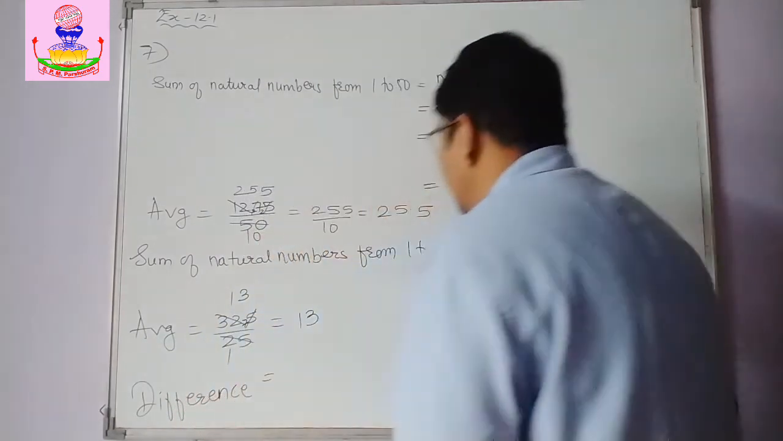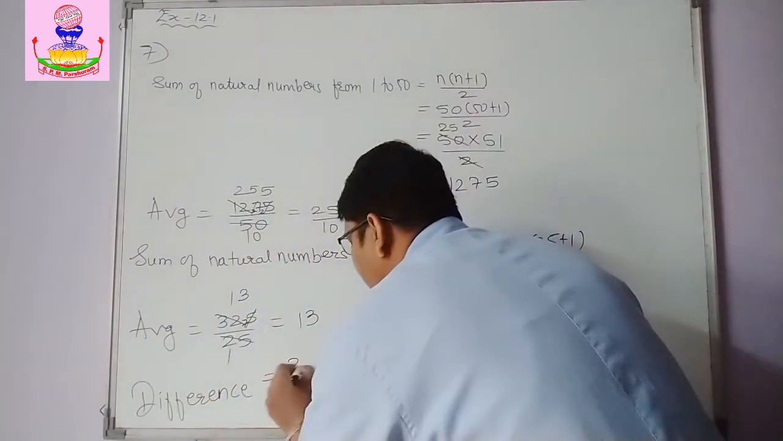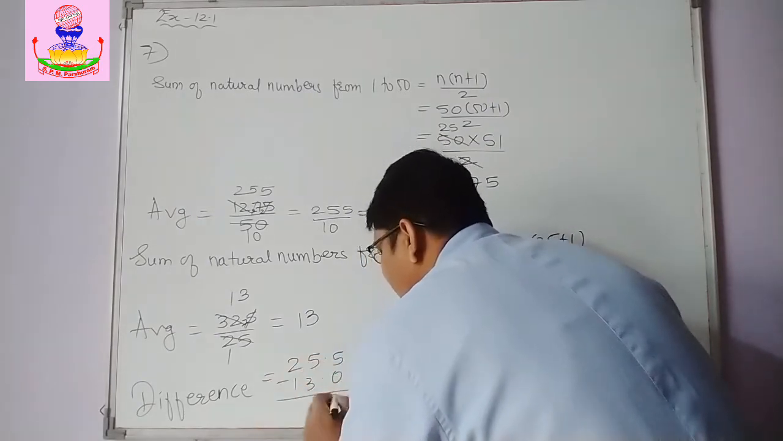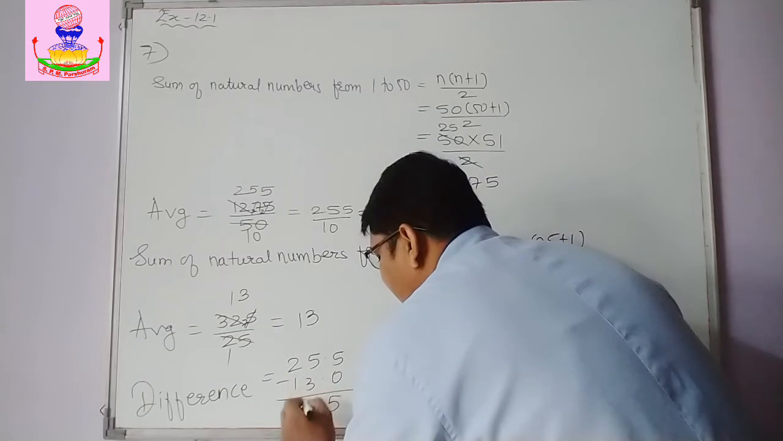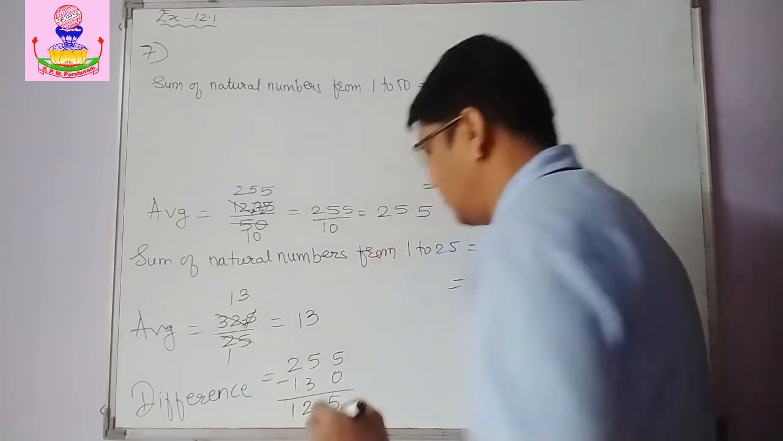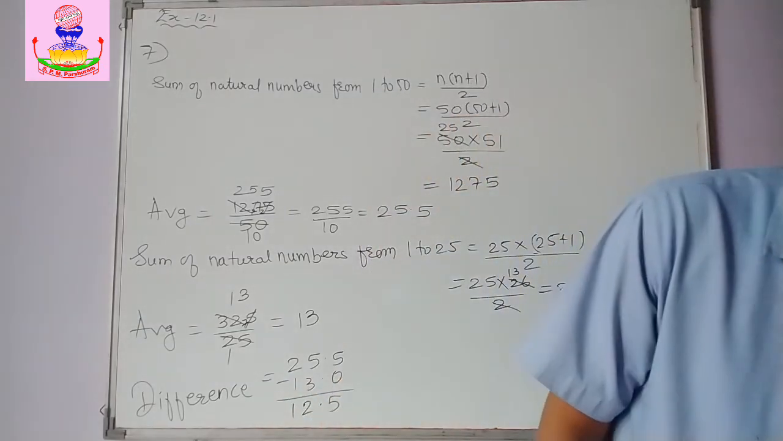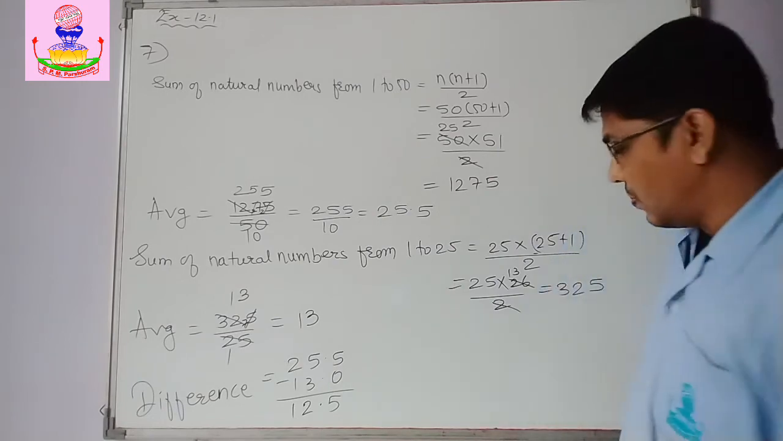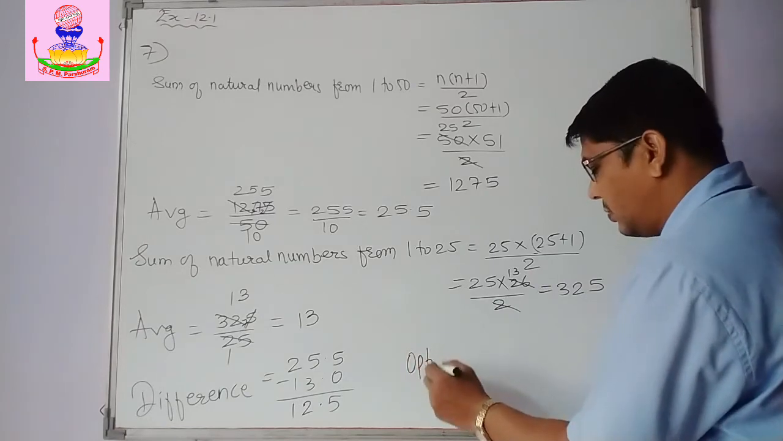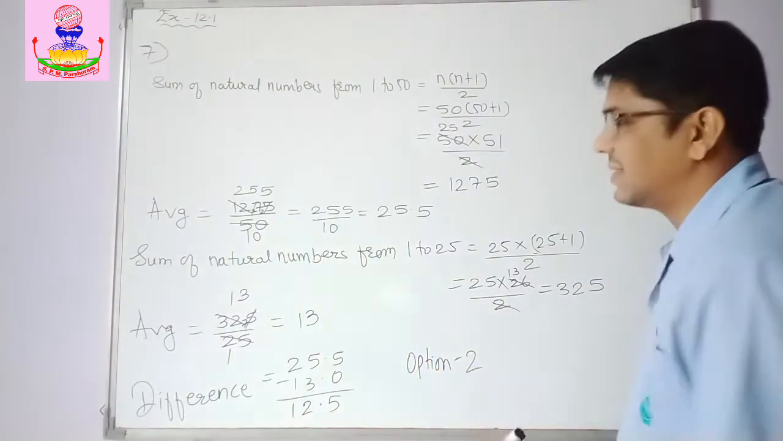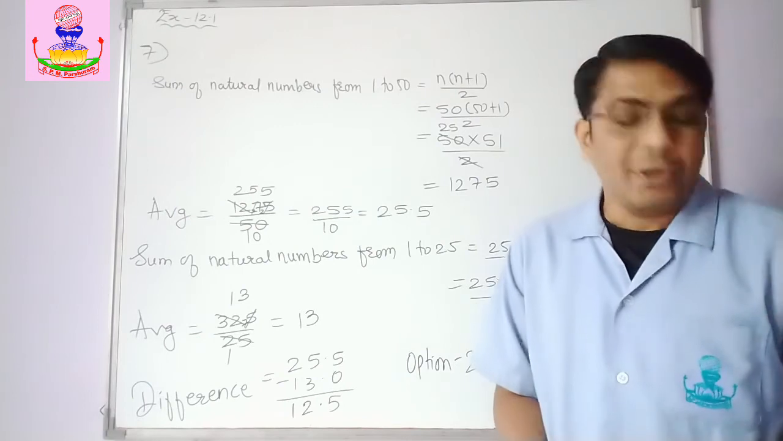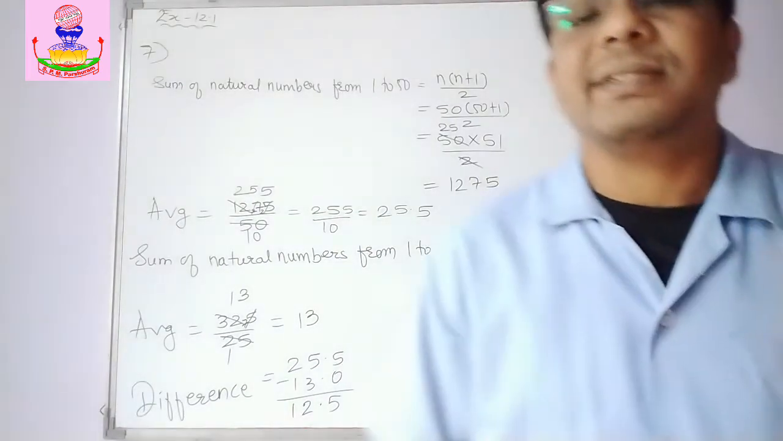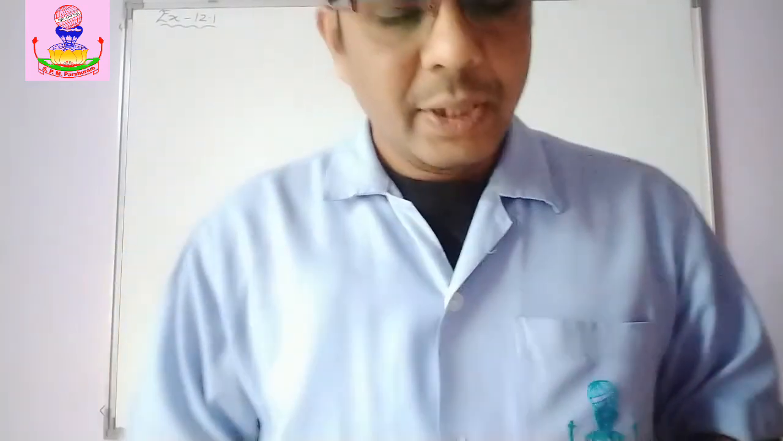Now difference in the average, let us find it out. So first is 25.5 minus 13. So 5 minus 3, 2. 2 minus 1, 1. So 12.5. So option number 2. So option 2 is the right answer. Okay. Now let's move to the last example of this exercise.